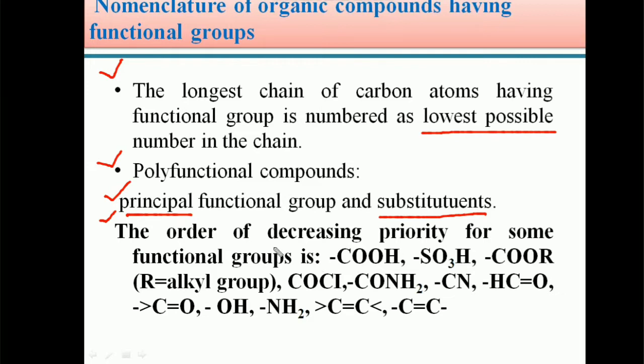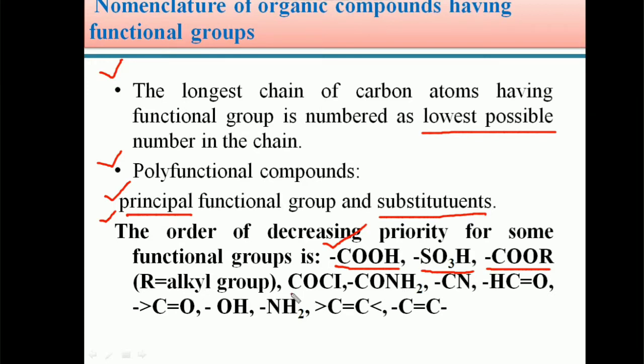So students, you can see COOH, carboxylic acid. This is the first priority group, the highest priority group. Next, SO3H, sulfonic acid. Next, COOR, the ester functional group. Students, in this ester functional group, COOR, R means an alkyl group. Alkyl means any alkyl: methyl, ethyl, propyl, butyl. So any alkyl group. This is COOR.